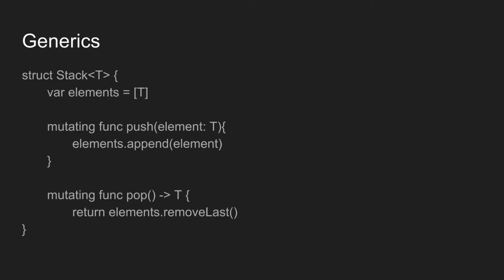So you'll see in the implementation the elements is an array of T, and then there's a push function that takes an element of T and adds it to the array, and there's a pop function that returns an element of T by taking it from the array. So you'll notice we never say Int or String or anything like that. All we say is that this stack can work with any type, and that's what the T represents.